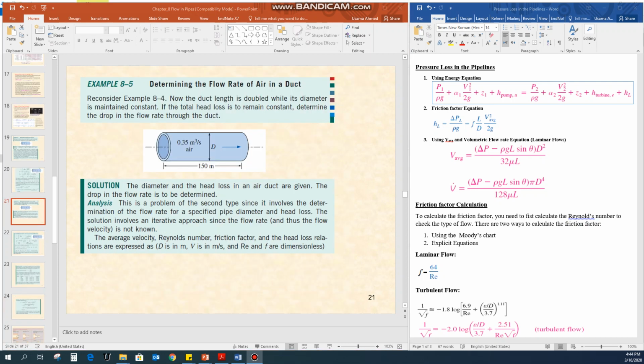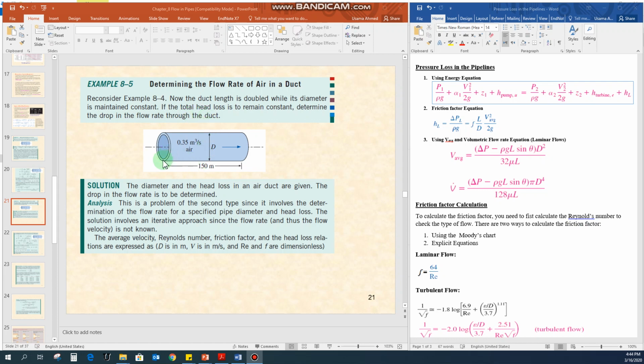Now let us start this example 8-5, which is about determining the flow rate of air in the duct. Reconsider the previous example. Now the duct length is doubled while its diameter is maintained constant. If the total head loss is to remain constant, determine the drop in the flow rate through the duct.